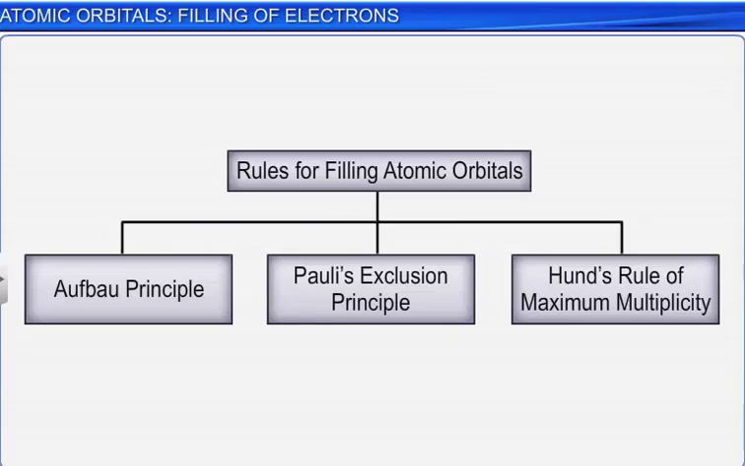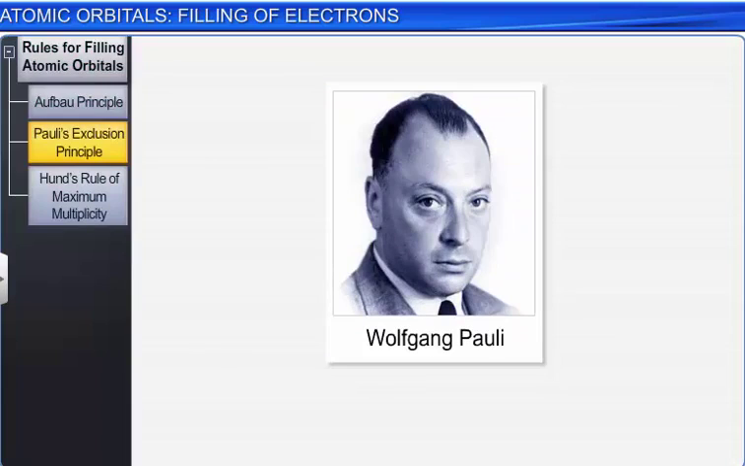Next, let us move on to Pauli's exclusion principle. Austrian scientist Wolfgang Pauli has put forward the principle called Pauli's exclusion principle. This exclusion principle provides certain restrictions for the number of electrons to be filled in various orbitals.